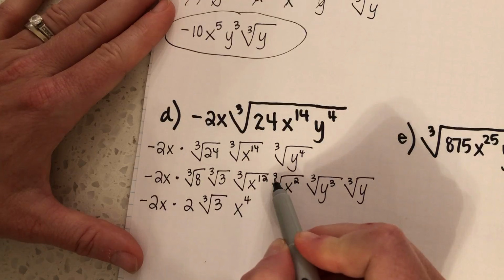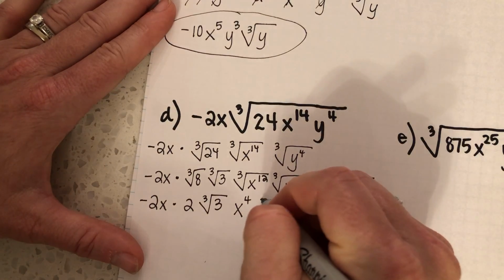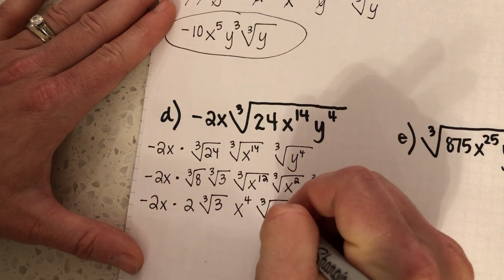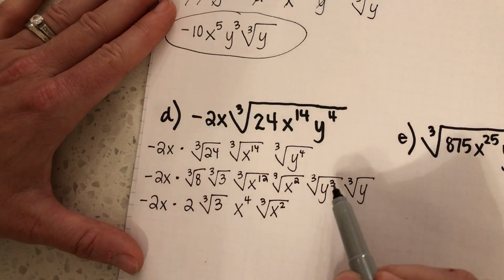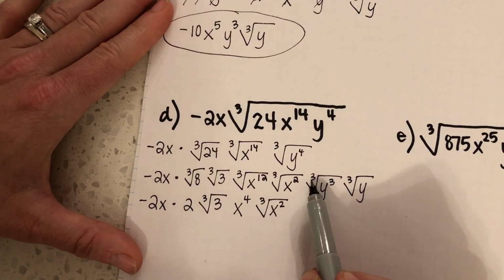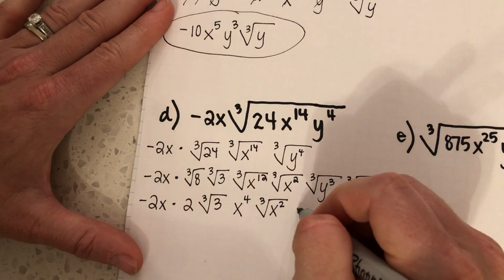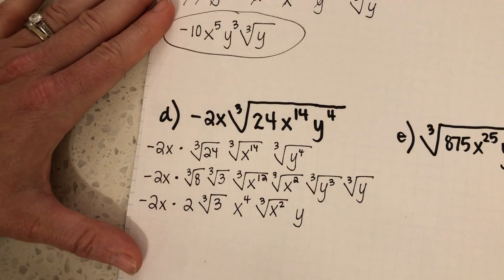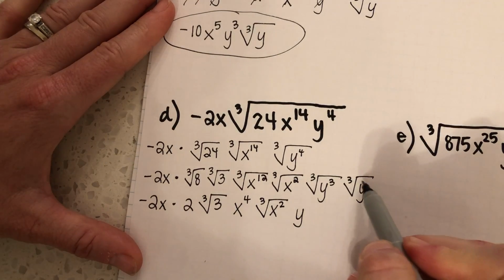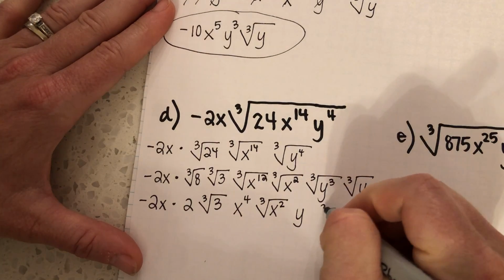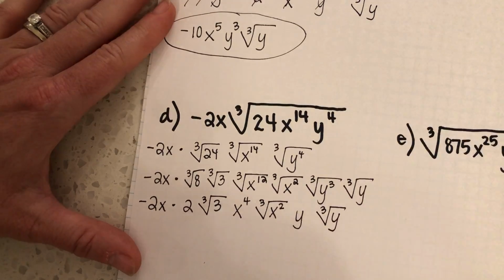All right, does 2 divide by 3? Nope, he's the leftover one that is stuck under that radical. All right, 3 divided by 3 is 1. So that's y to the first, no more radical. Does 1 divide by 3? Nope, he's the leftover stuck under the radical part.